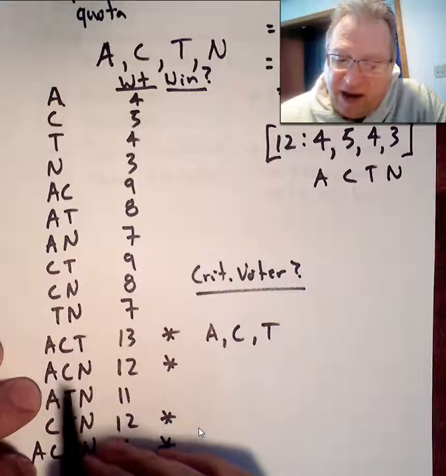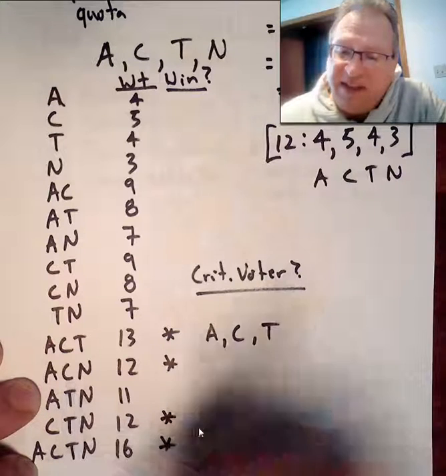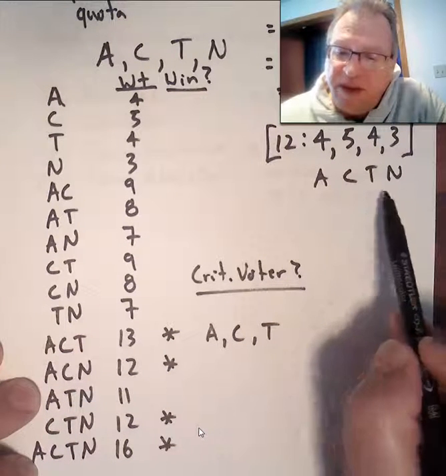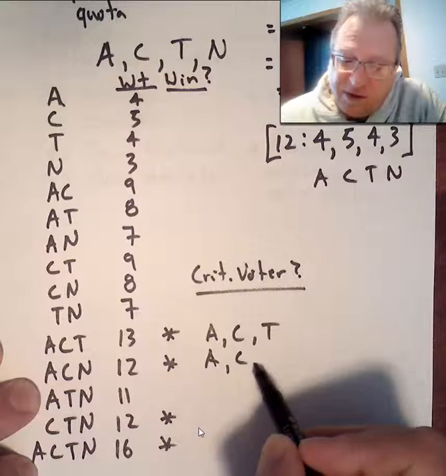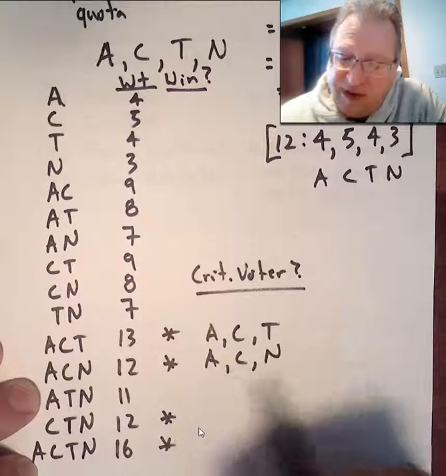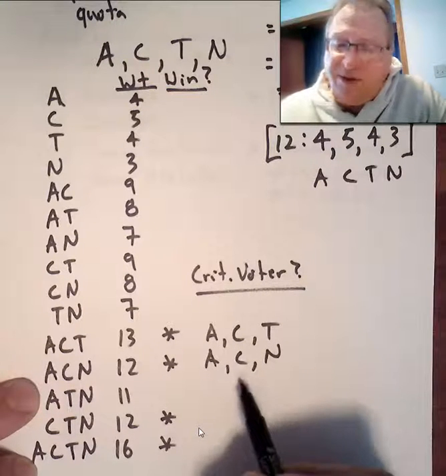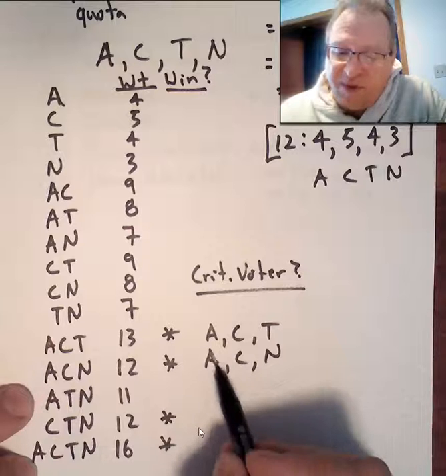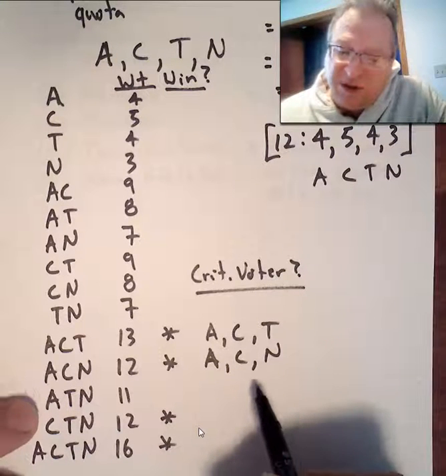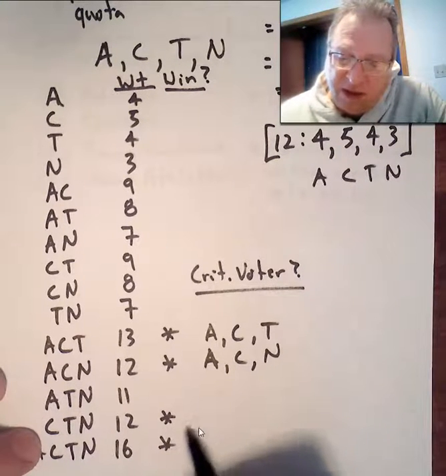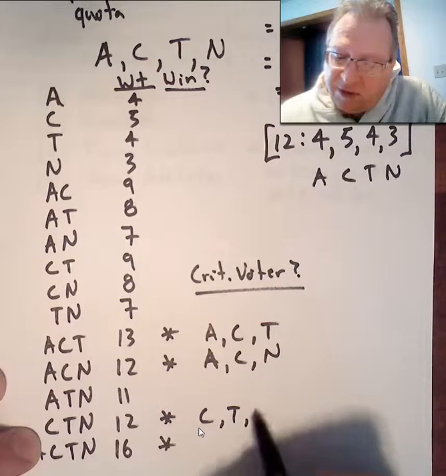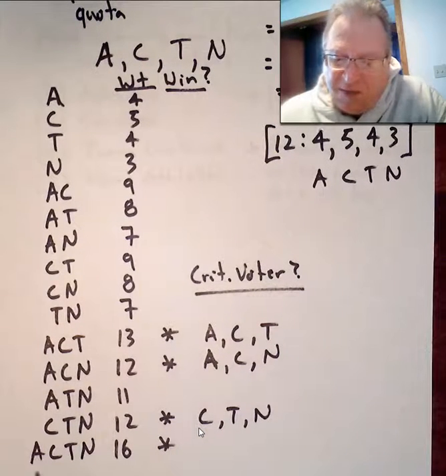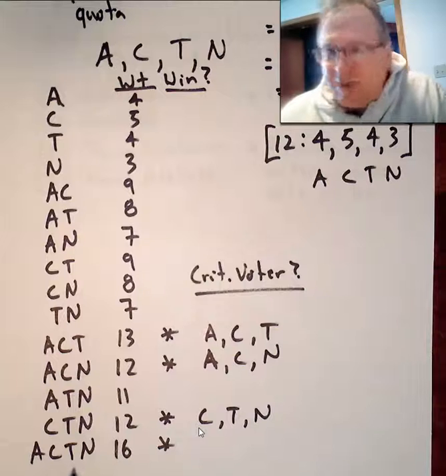If we pull A out of the ACN group, can CN pass without? CN, no, not enough votes. And in fact, you'll find, as you analyze it, all 3 of those voters are critical voters to the coalition. Same thing with CTN. All are critical voters. But how about ACTN? This one might be different.